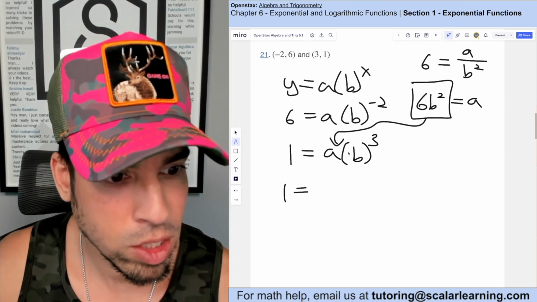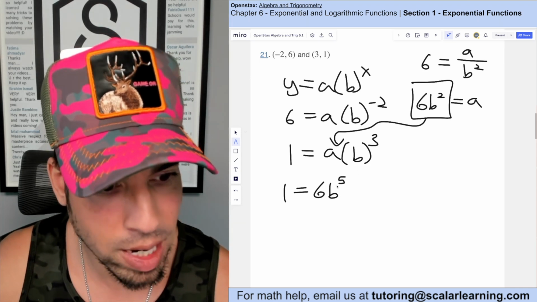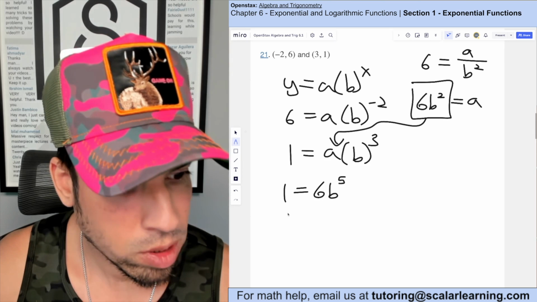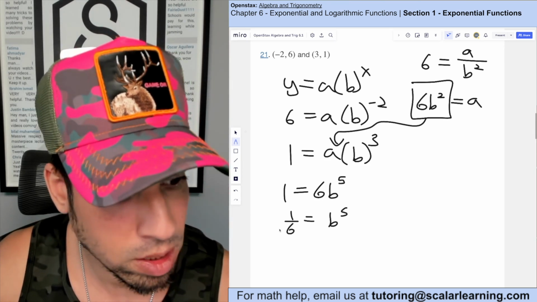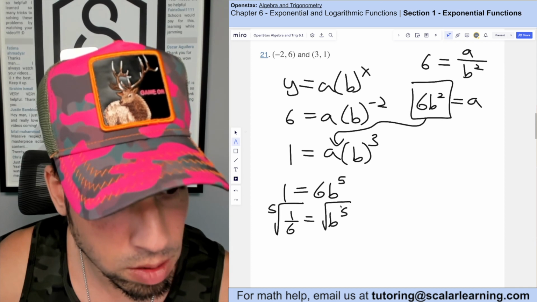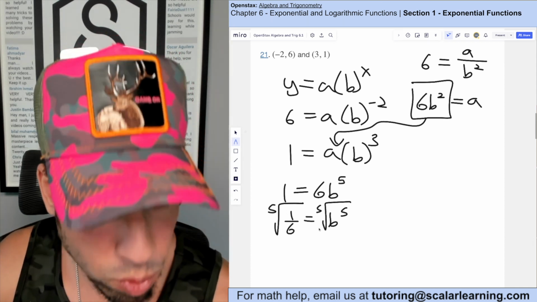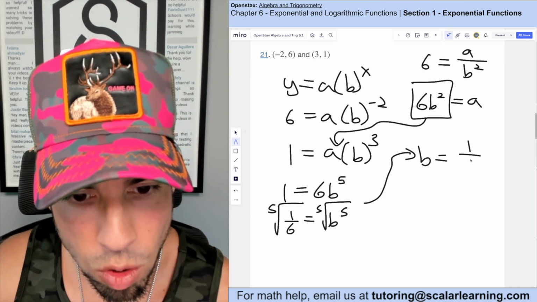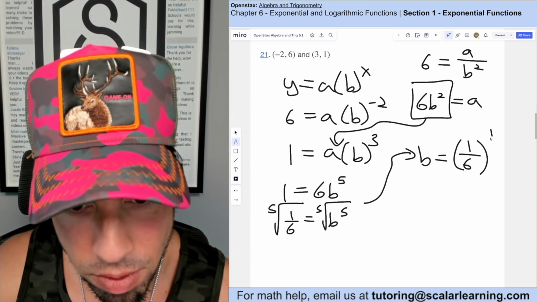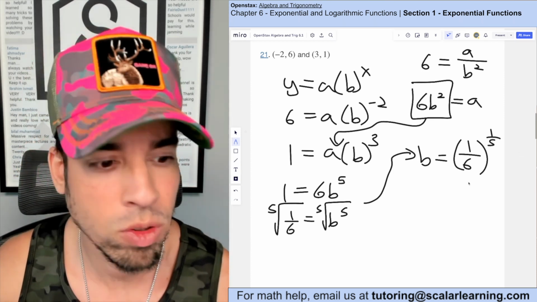And I've got 6b squared times b cubed, which is 6b to the 5th, right? We add the exponents. Then I'm going to divide both sides by 6. 1/6 equals b to the 5th. Last but not least, we're going to take the 5th root of both sides. And that means b equals 1/6 and the 5th root of that, which another way to say that is b equals 1 over 6 to the 1/5 power, right? The radical just becomes that denominator of the fractional exponent.